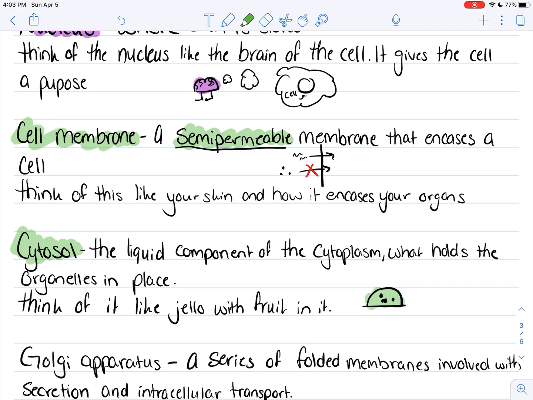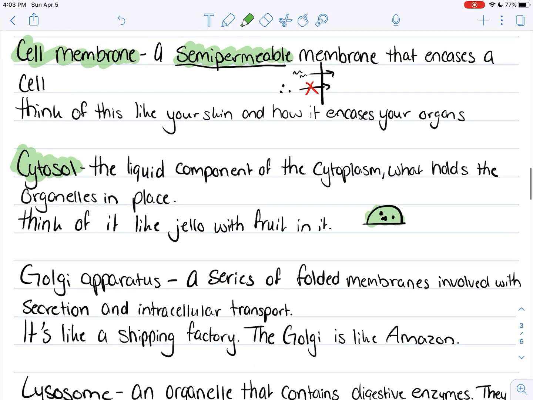It's not going to sink down, it's not going to rise up, it just stays where it is. The cytosol keeps all the organelles in place, just like the jello keeps the fruit in place. The Golgi apparatus is a series of folded membranes involved with secretion and intracellular transport. It's a shipping factory. The Golgi is like Amazon.